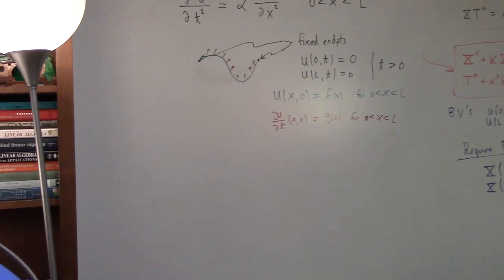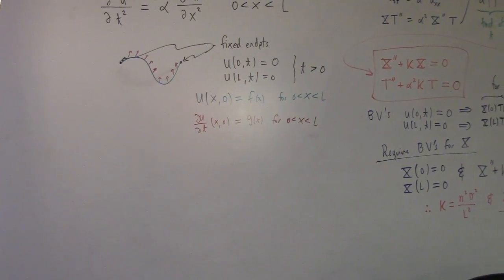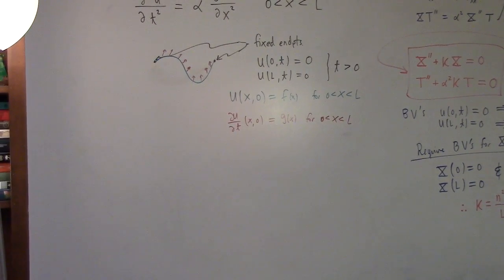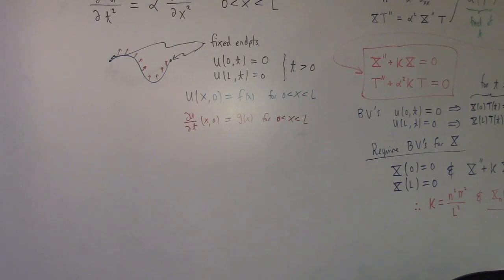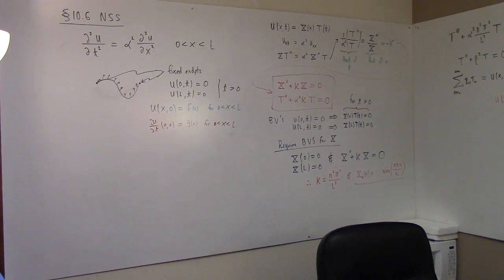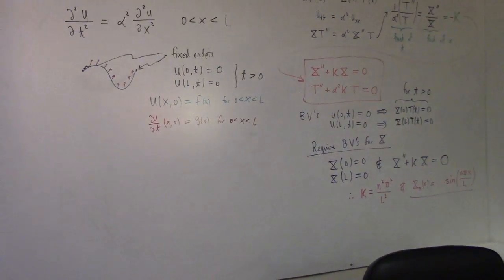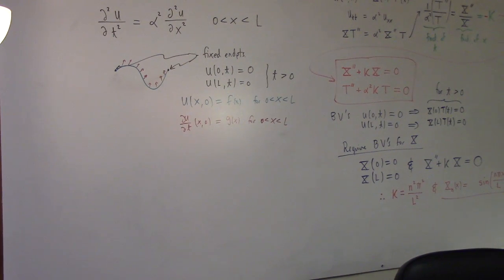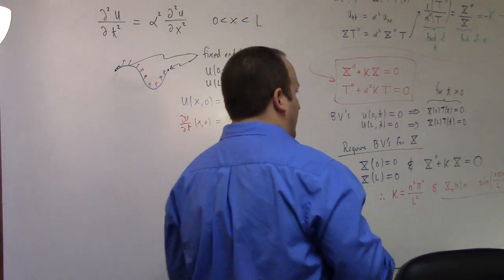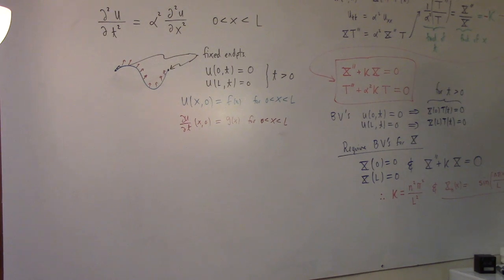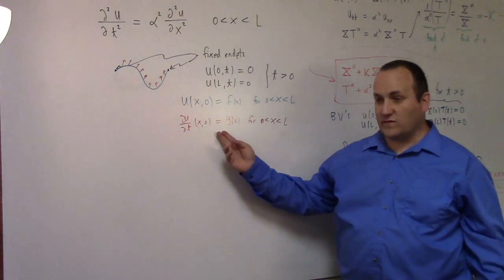Our boundary conditions? I don't think we've used our boundary conditions yet. Well, we used the boundary conditions to set up the form, the general product solution. The boundary values are what brought us there. What we haven't used yet is the initial condition.